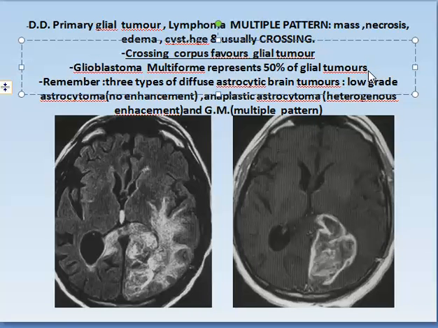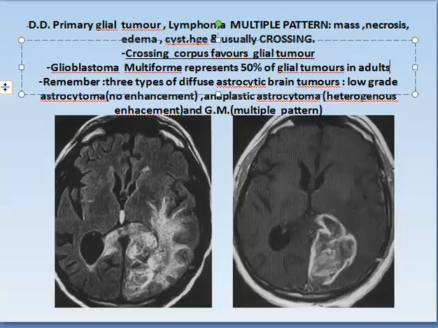Here it should be in adults, because we know that there is a good percentage of astrocytoma pilocytic, the benign form, in the childhood period. Here now the glioblastoma multiforme constitutes 50% of glial tumors in adults.